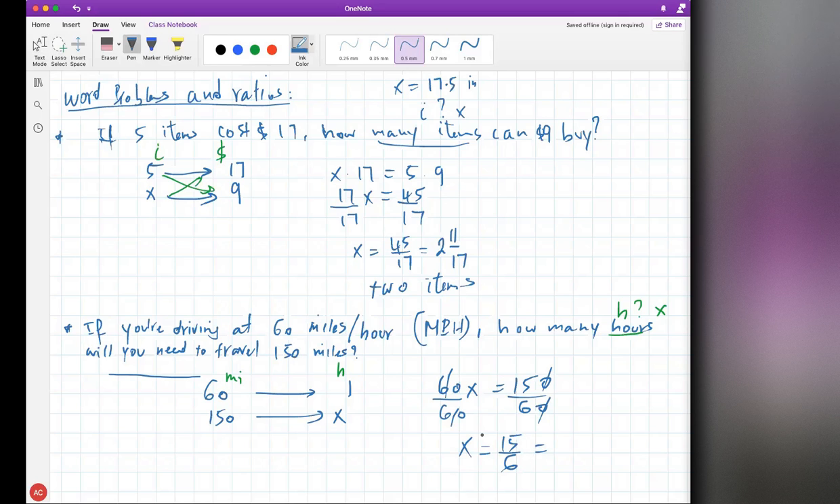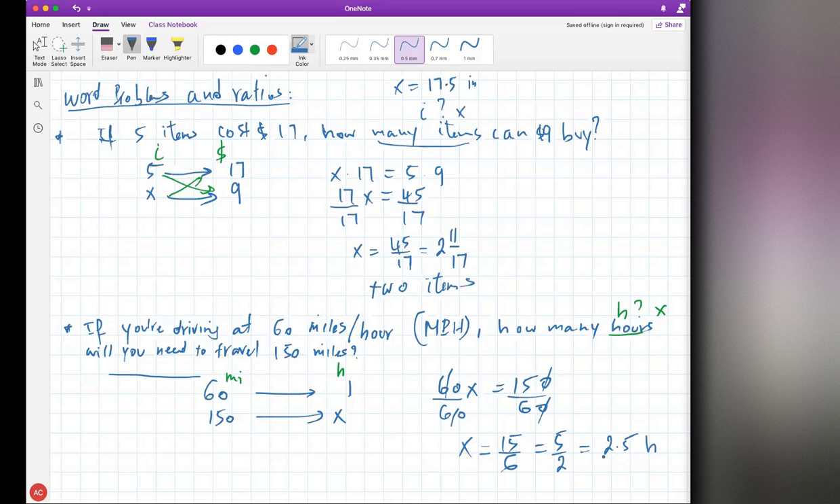Reduce it first. We can reduce it by three. So 3 into 15 is 5 times, and 3 into 6 is twice, so 5 divided by 2 is 2.5. And what is the unit again? What are we looking for here? Hours. So 2.5 hours.